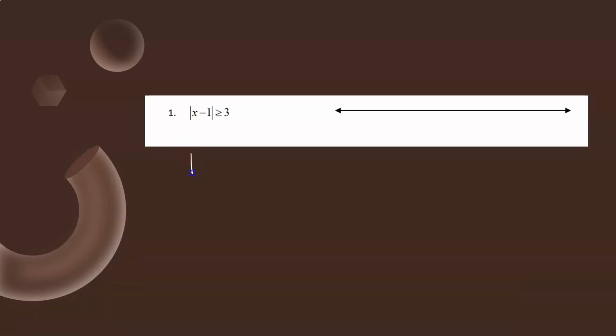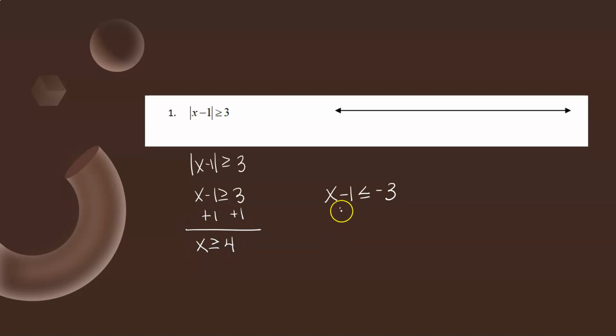Okay, here's your first one. The absolute value bars are already isolated for you, so you're going to write the 2 situations down. And then for the second one, you're going to flip the sign because you're solving for a negative value. So here I'm going to add 1 to each side. I'm going to add 1 here.